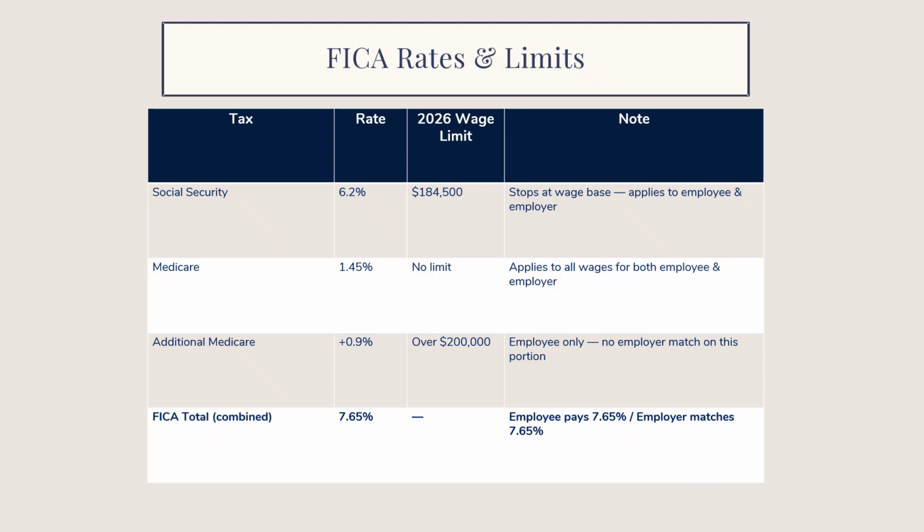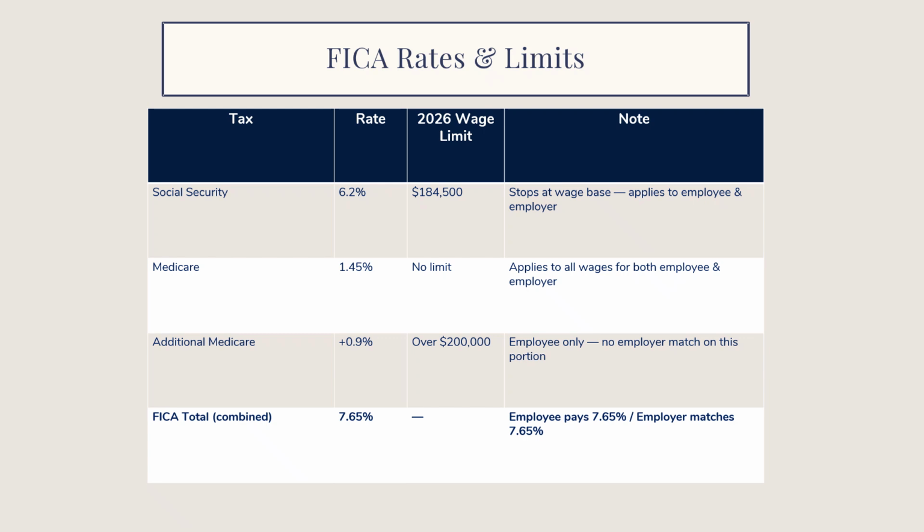Here is a summary of the FICA rates and limits, and we did go over this already. I just wanted to make sure we had a little summary here for you since we're now dealing with the journal entries. For the FICA tax, Social Security is 6.2%, and remember there is a wage limit on that. And for 2026, that wage limit is $184,500. So when your employee hits that amount for their annual income, you stop taking out Social Security tax. And then Medicare is 1.45%.